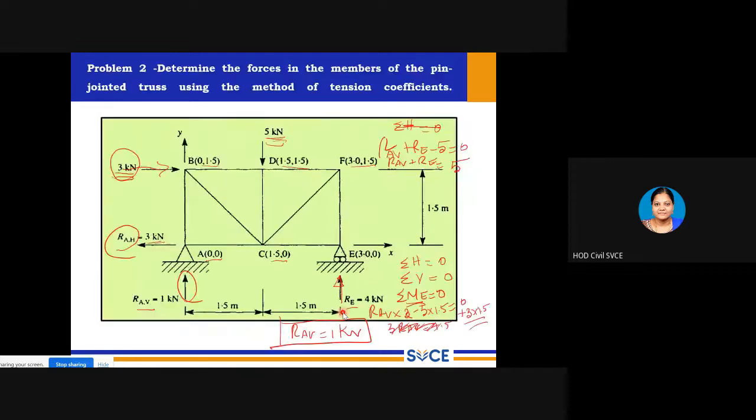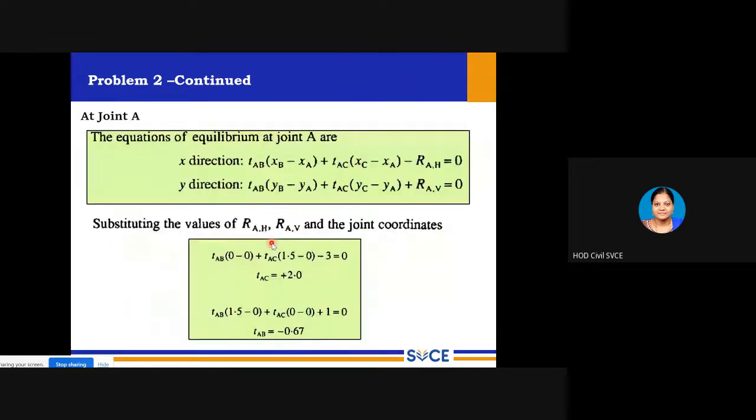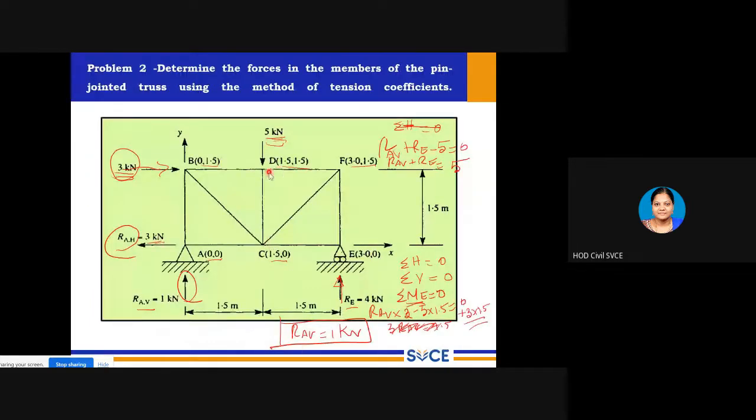Then what is the next joint we can consider after taking the joint A? We can move to the joint B. Okay, we can move to the joint B, because at joint B, we have only three members, out of which the force in the member AB is known already, right? Therefore, you can move to the joint B and you can apply again the equations. Okay, and what is the next joint we can take? Joint B. Okay.